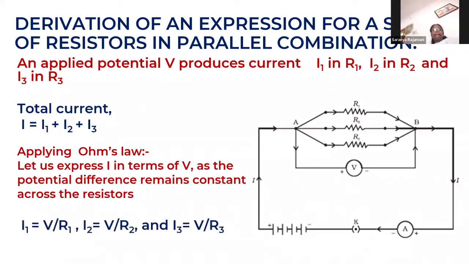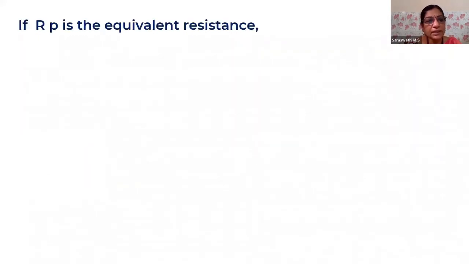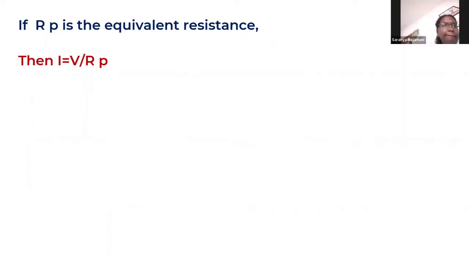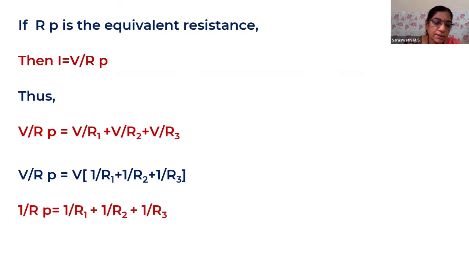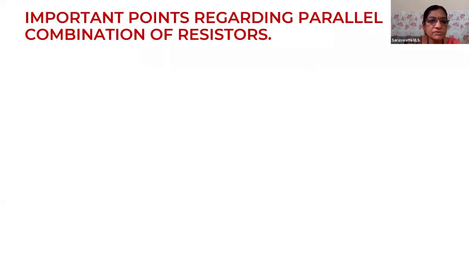So I1 will be V by R1, I2 will be V by R2, and I3 will be V by R3. So the total current will be V by RP. Thus, V by RP equals V by R1 plus V by R2 plus V by R3, or if you take V out as common, you get 1 by RP is equal to 1 by R1 plus 1 by R2 plus 1 by R3.